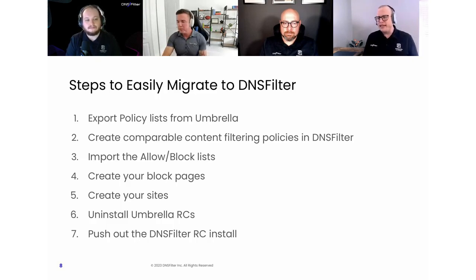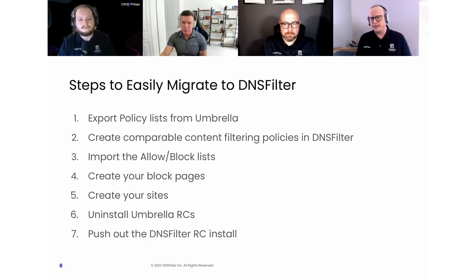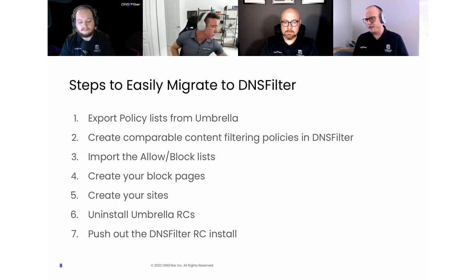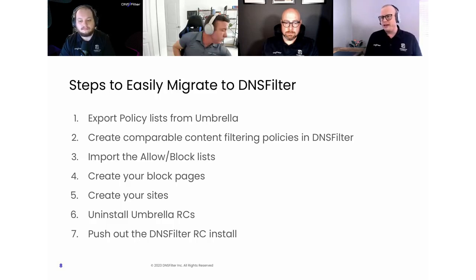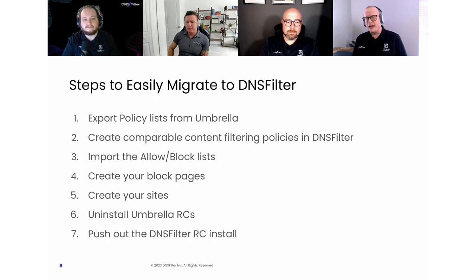You're usually going to start with getting your old information exported out. So you want to export your allow and block lists, because those usually are entries that will make sure that your network is operating properly. So we want to get those exported from your old vendor first. Then we'll go ahead and create comparable content filtering policies on the DNSFilter side. We have some more information to show you that will make it very easy for you to map those policies. Once you have the content filtering policies created, then you can move on to importing the allow and block list that you exported from the Umbrella interface.